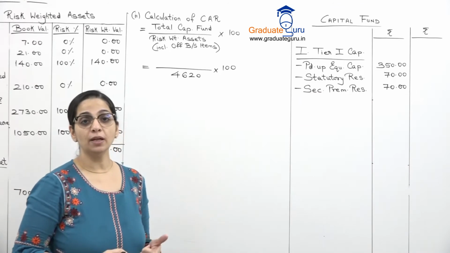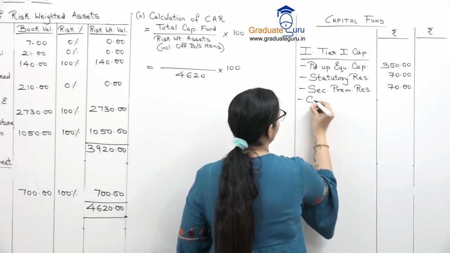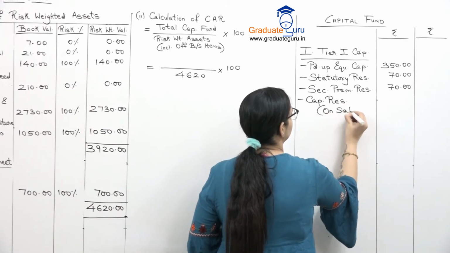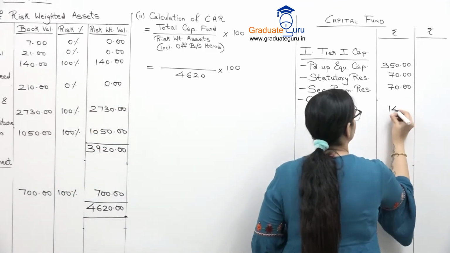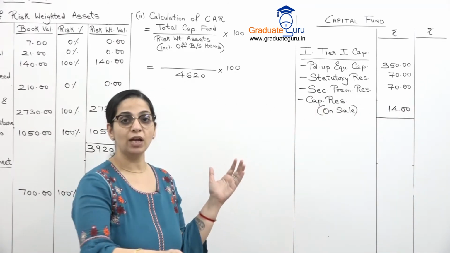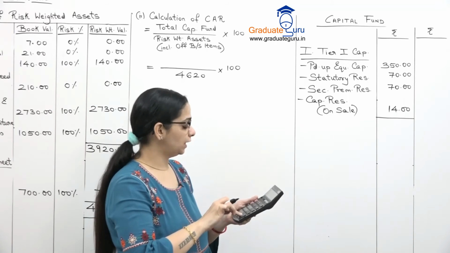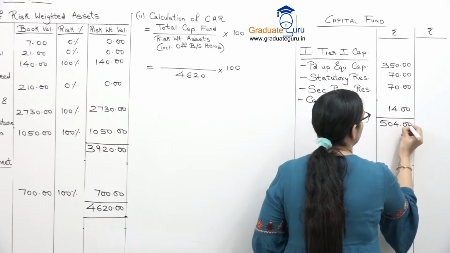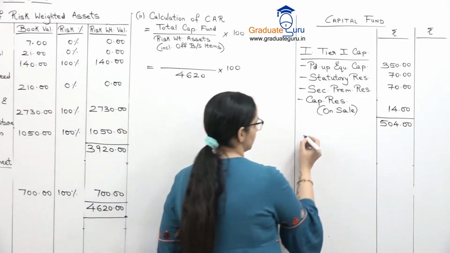Then we have our capital reserve, but capital reserve on sale. So we have to take that here, not on revaluation. So on sale. And the amount for that is 14. Let's take a total of these 4 first, and from this we have to subtract certain things. So 350 plus 70 plus 70 plus 14, we will get 504 as our subtotal, and from this we will subtract our intangible assets first.